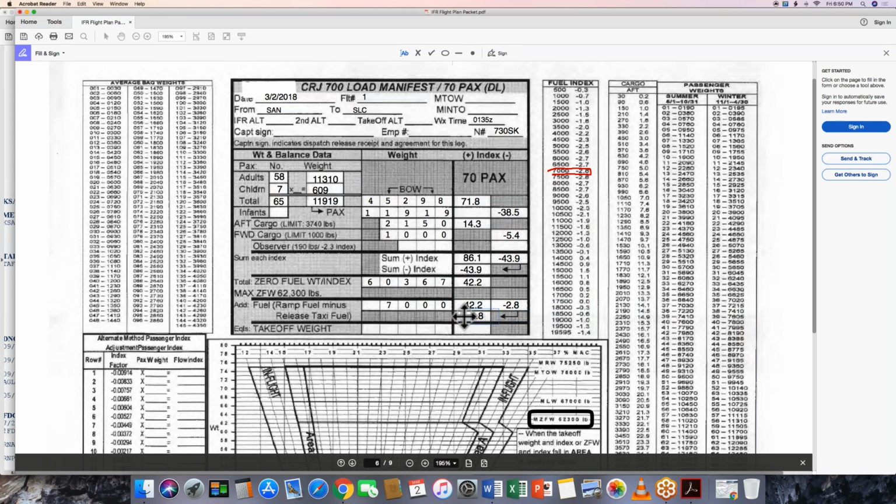Could you just subtract it from the zero fuel index box, or do you have to transfer that 42.2 down to the other box? I mean, you don't have to. It just, I don't know. It's probably me. So it's positive 39.4.